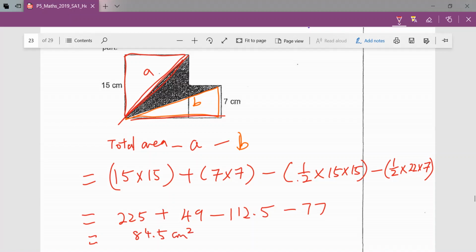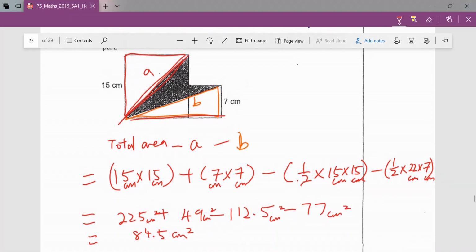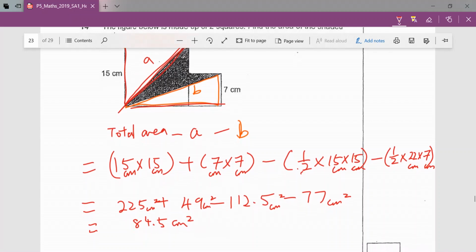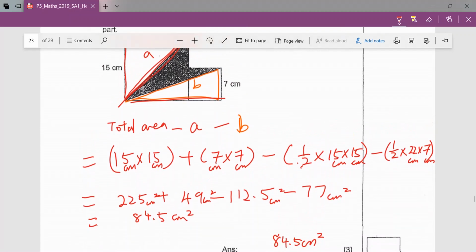Okay, my pardon. This one you have to add in all the units. You can not write the units in your workings, but if you do that, you must make sure every single step doesn't have the units. If not, you'll be marked wrong. And then finally you write the units. You can do that, it's perfectly fine, but I wouldn't recommend that.